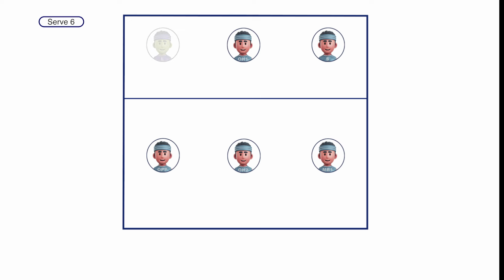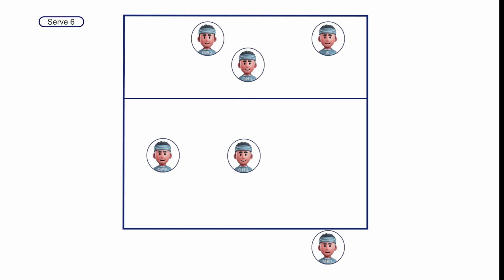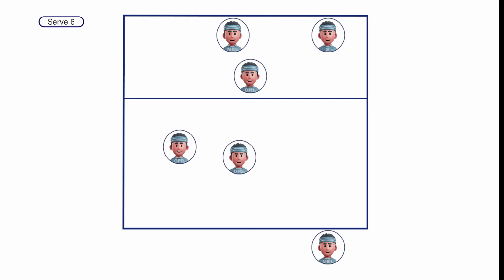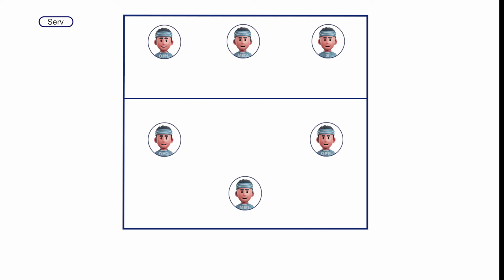Libero is again in the front row, so we'll replace the libero with middle blocker 2. And middle blocker 1 will go back to serve. All players will come close to each other. Middle blocker 2 will move towards the middle. Opposite hitter will also move to middle back. When the ball is contacted by the server, all the players will move back to their base positions.